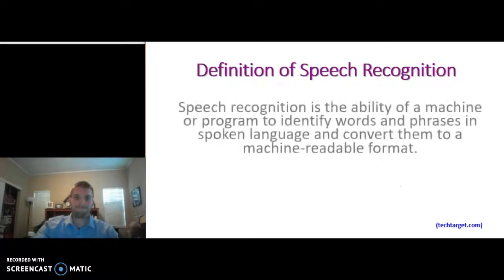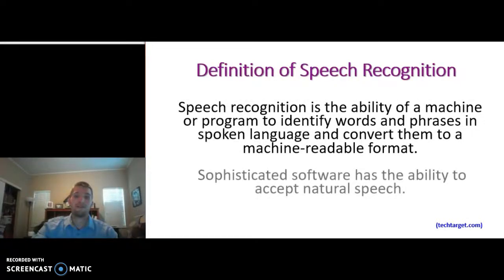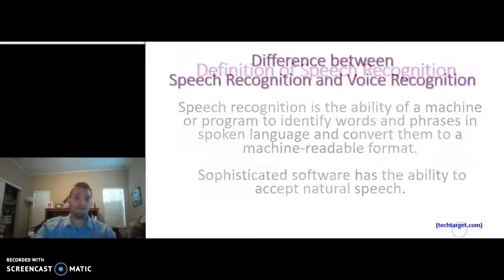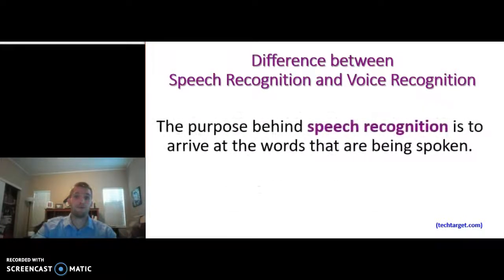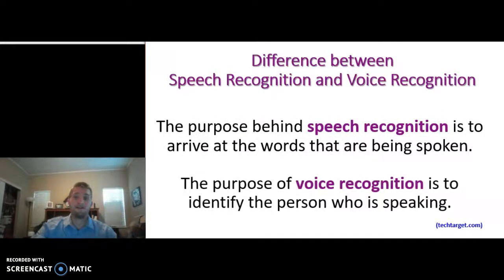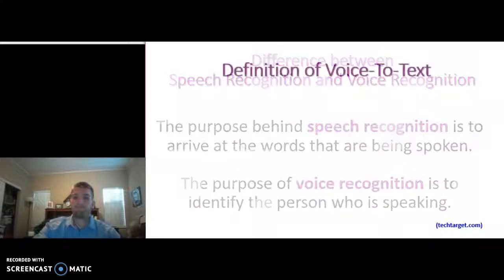with our students. The definition of speech recognition. Speech recognition is the ability of a machine or program to identify words and phrases in the spoken language and convert them into a machine-readable format. Sophisticated software has the ability to accept natural speech. The difference between speech recognition and voice recognition is prevalent, and these are often mistakenly interchanged. The purpose behind speech recognition is to arrive at the words that are being spoken, whereas the purpose of voice recognition is to identify the person who is speaking.